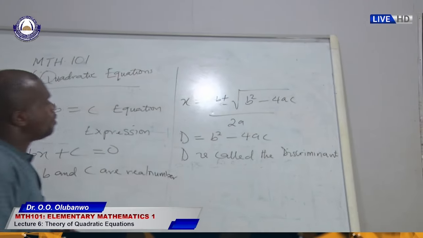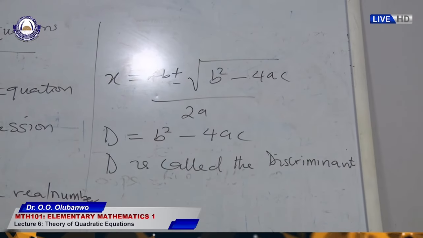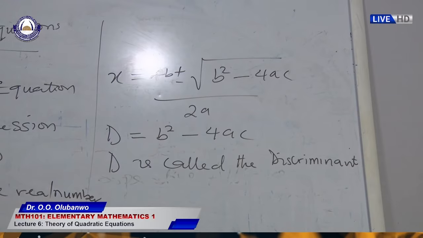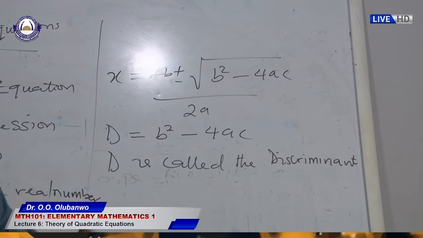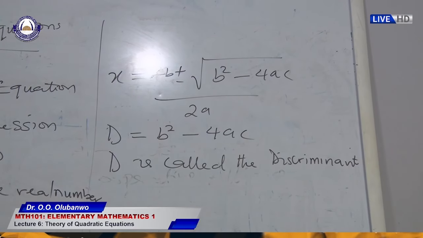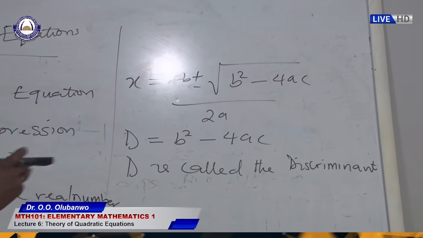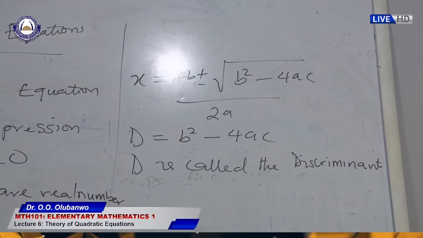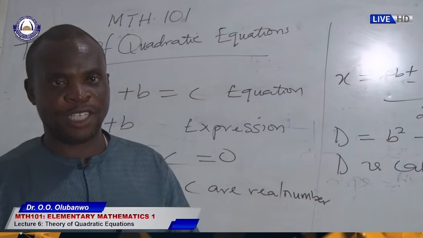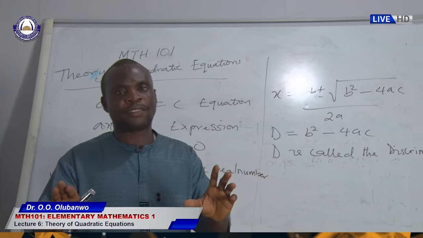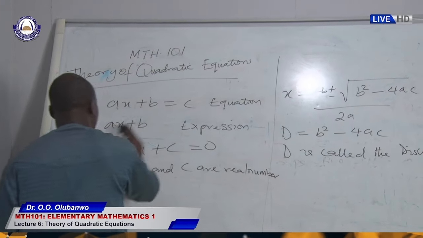Now, our discriminant naturally will tell us everything about that equation. It will tell us the nature of roots. There are so many things we are going to make use of about this discriminant D. And naturally, how do we obtain this discriminant? I will take us back to what I believe we know from our secondary school days. We use the completing the square method to solve these quadratic equations.